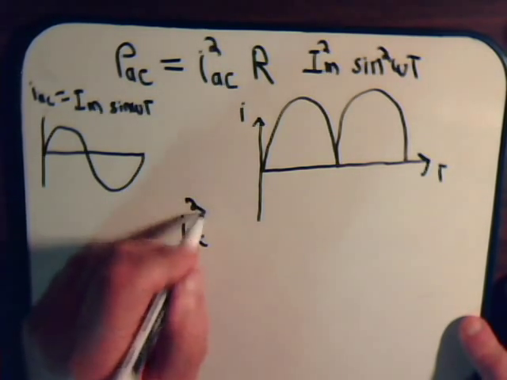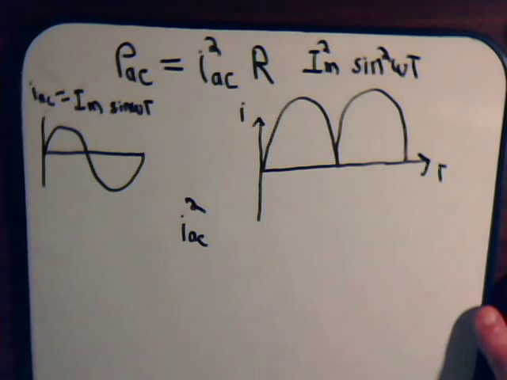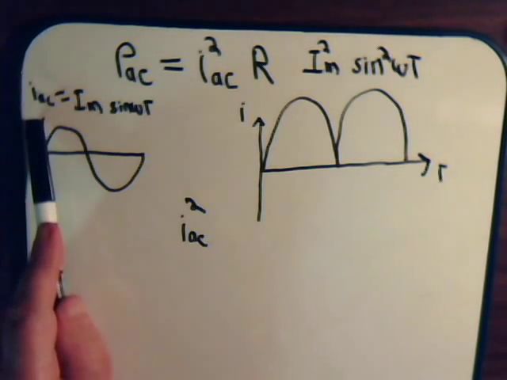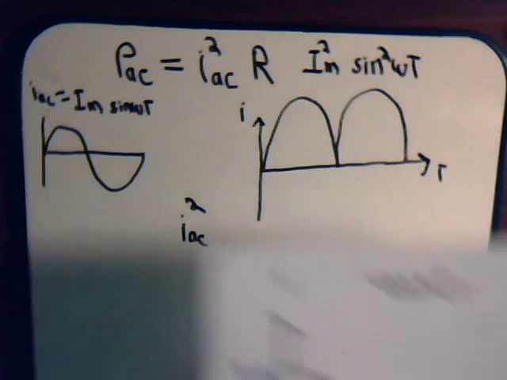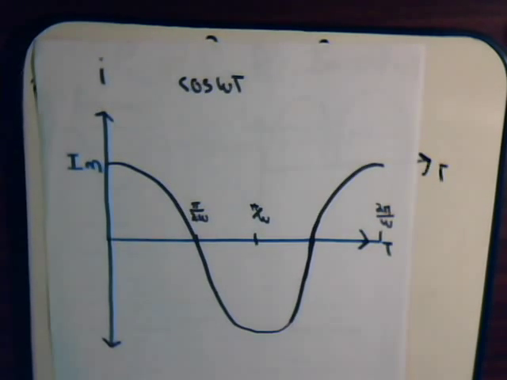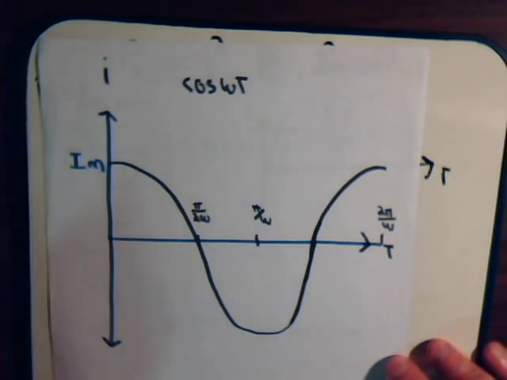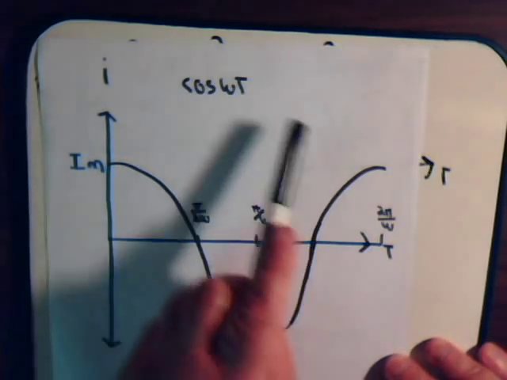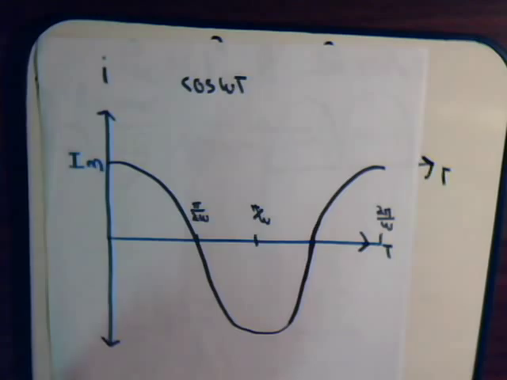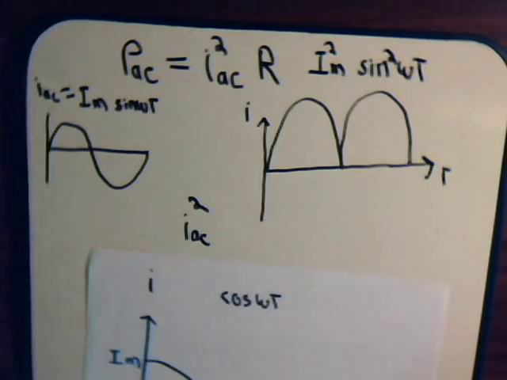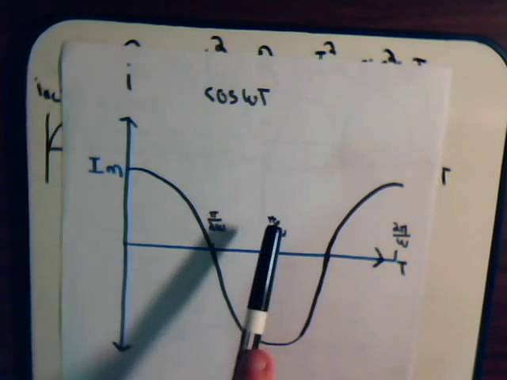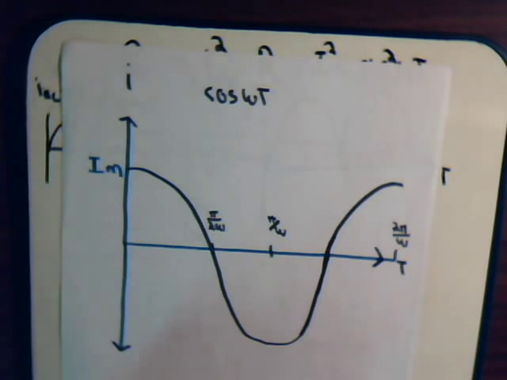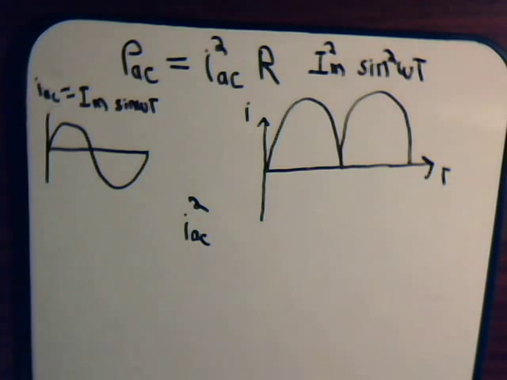So that would be IAC squared, but what is the average value of that? Or if IAC was a cosine function instead of a sine function, and if this was 3, then we square it, this would be 9, and this negative loop would be a positive loop. So again, the average current obviously is not zero, and if this is a cosine wave squared, obviously the average current would not be zero. But how do we find that average current? That's what we need to do.